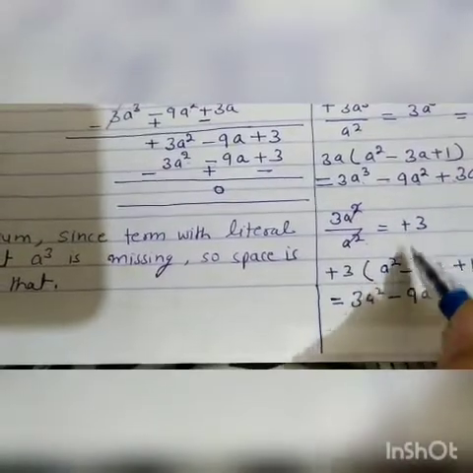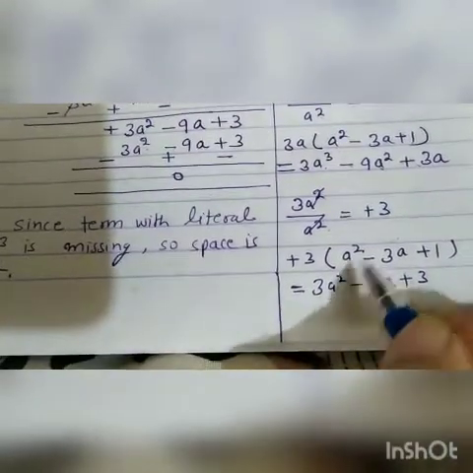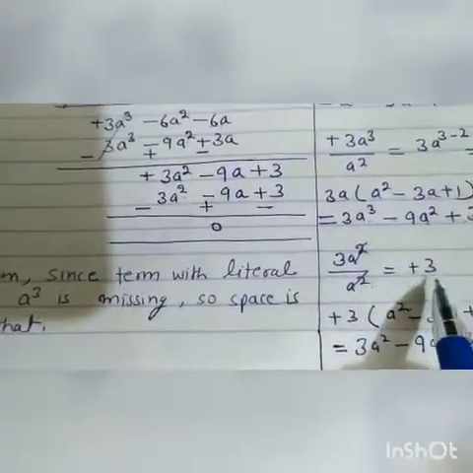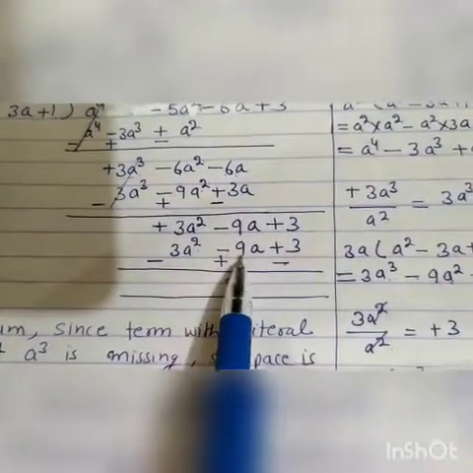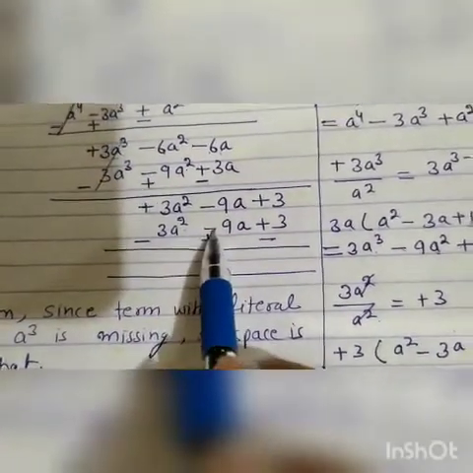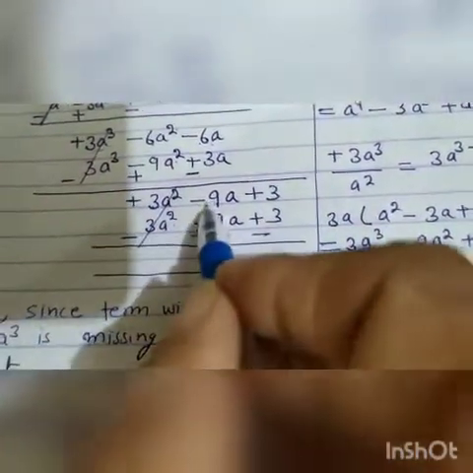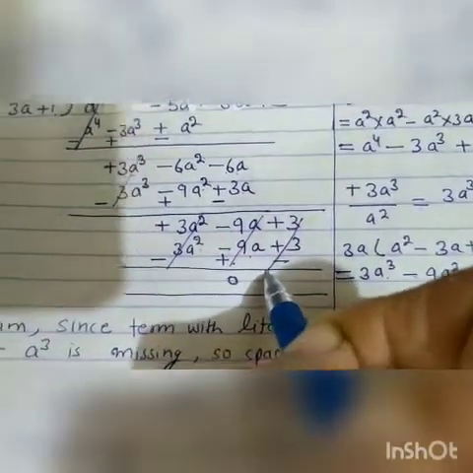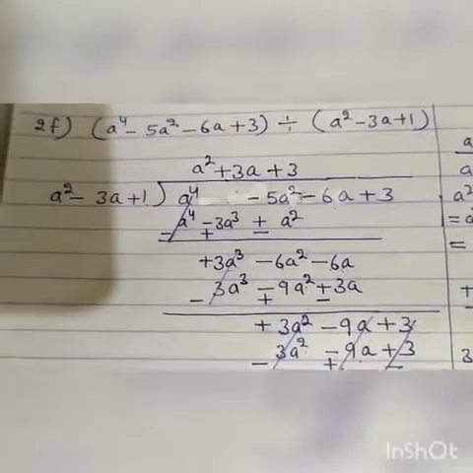Now this plus 3 multiplied by the divisor a square minus 3a. So 3 multiplied by a square is 3a square, minus 3 times 3 is 9a, plus 3 times 1 is 3. So write this plus 3 in the quotient and write 3a square minus 9a plus 3. Change the sign. This is plus, we will change to minus. This is minus, we will change to plus. Plus to minus. This is plus 3a square minus 3a square cancel. Minus 9a plus 9a cancel. Plus 3 minus 3 cancel. Clear? If you feel any difficulty, read it again and read that example also.